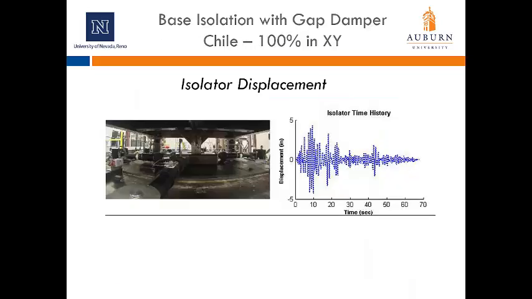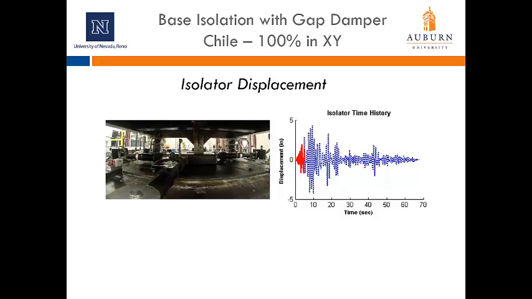In this next clip, we take a look at one of the simulations in which there was no reduction in displacement with gap damping, and that was the Chile record 100% in XY. On the left, we show the motion of the gap damper. On the right, we show the isolator time history, base isolation in blue, base isolation with gap damping in red.